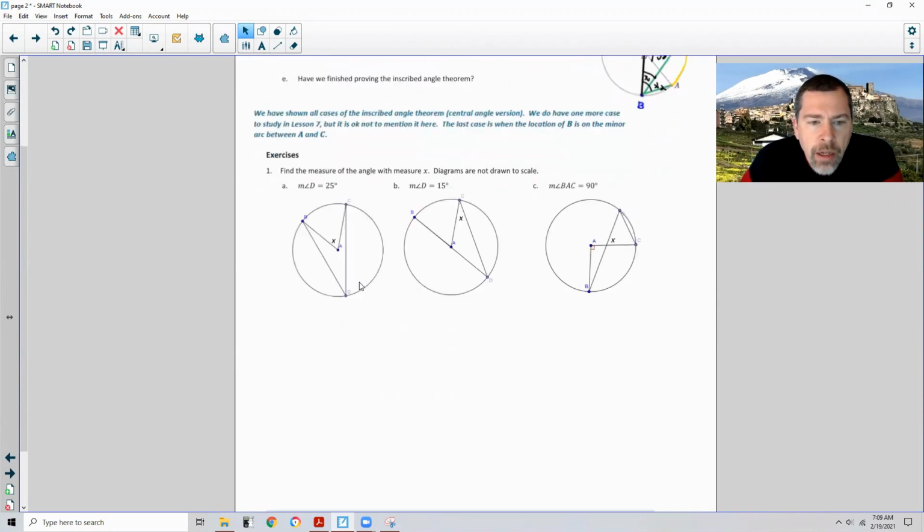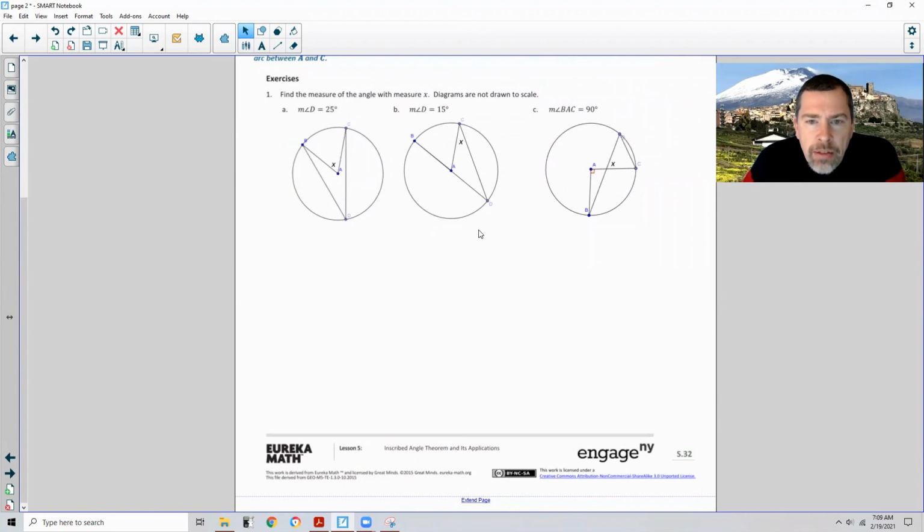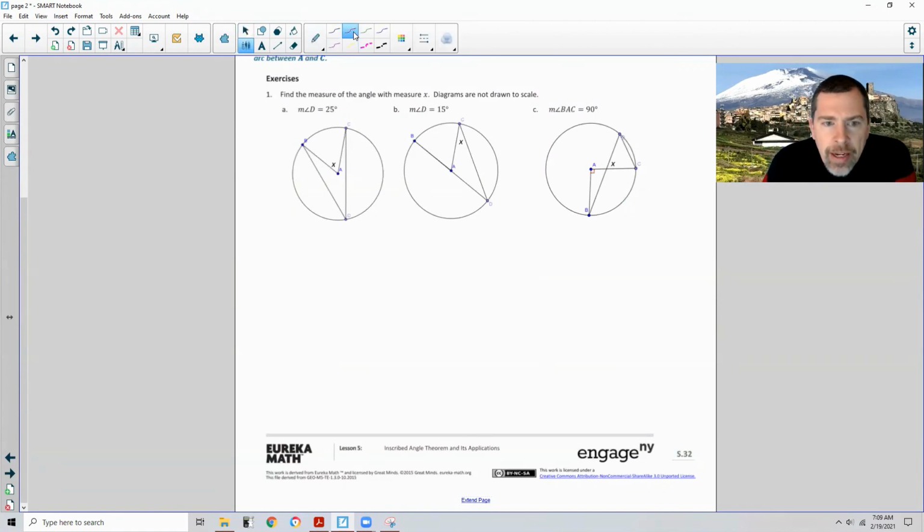Okay, number 1, exercise. Find the measure of the angle with measure x. Diagrams are not drawn to scale. So now we're going to apply that proof. The measure of angle D is right here, and it is 25 degrees. So I will label my diagram 25 degrees. The intercepted arc is right here. It is BC. The intercepted arc is twice the inscribed angle, so if this is 25 degrees, you multiply by 2. If you wanted to show your work, arc BC equals 2 times 25 degrees. So arc BC equals 50 degrees.